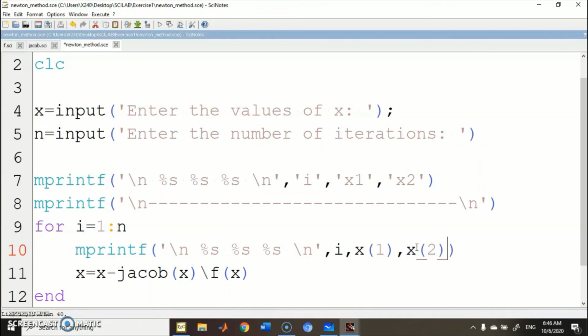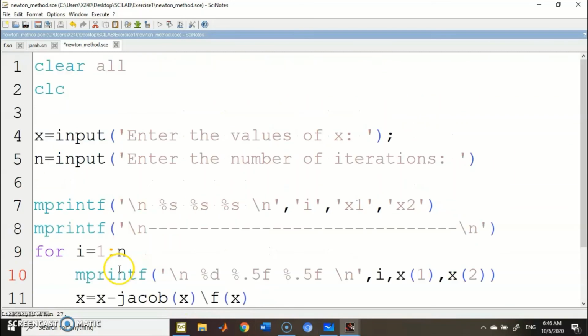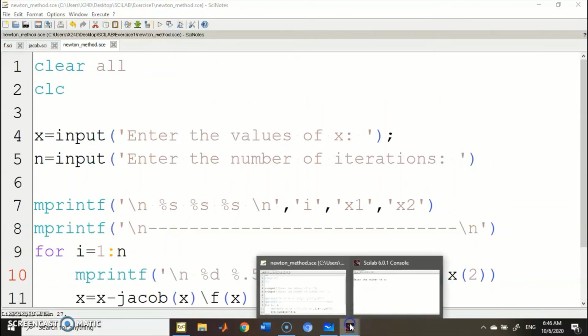It's not character anymore. So we will say %d for integer, because I is a number from 1 to 5, and %f for floating point. So your result is in floating point. Now I can put how many decimal places you want. So let's put like .5, 5 decimal places. Okay, so let's try running this and see what you get. So press the execute button.